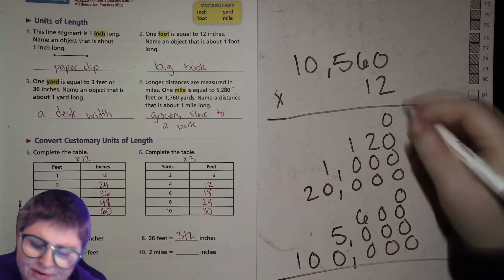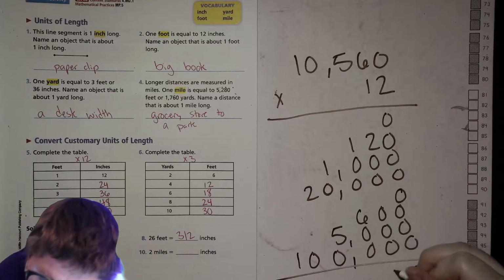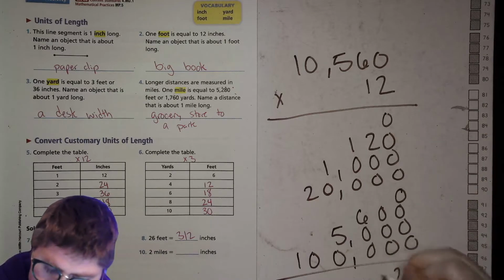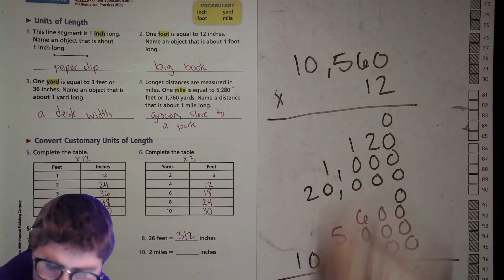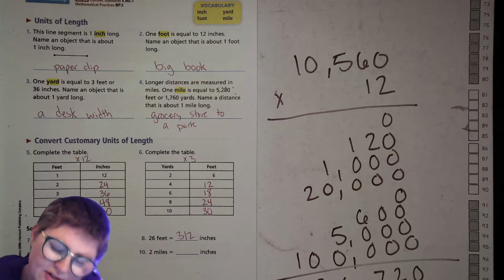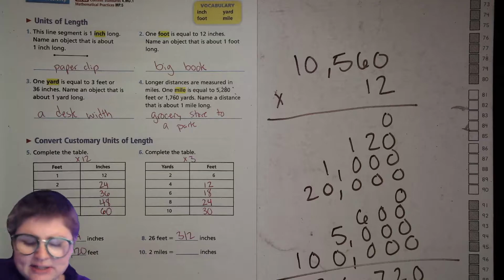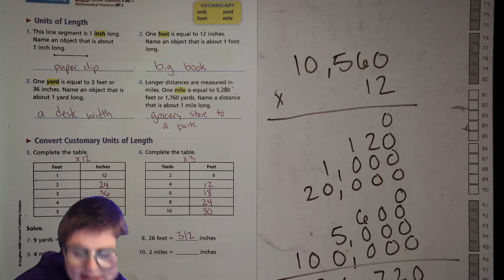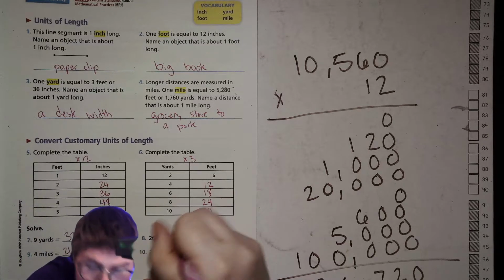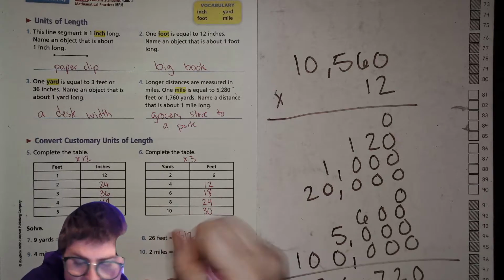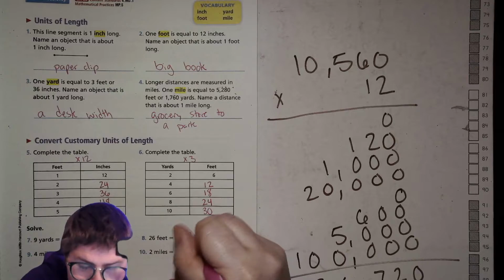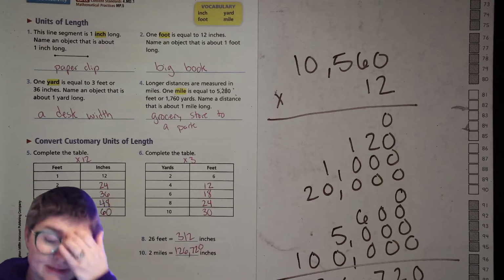Okay, all those zeros add up to 0. 2, 7, 6, 2, 1. 126,720 inches in 2 miles. Every time I go through these steps, I think, man, sure wish I just had to move a decimal point.